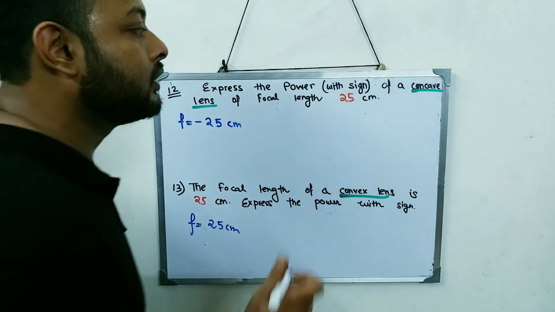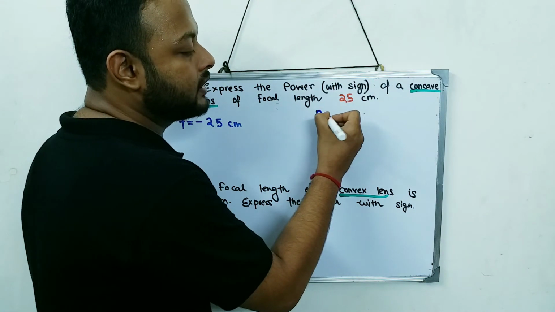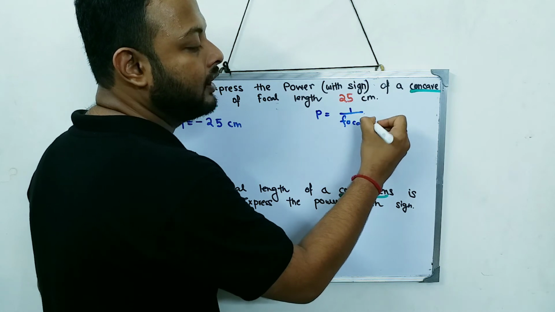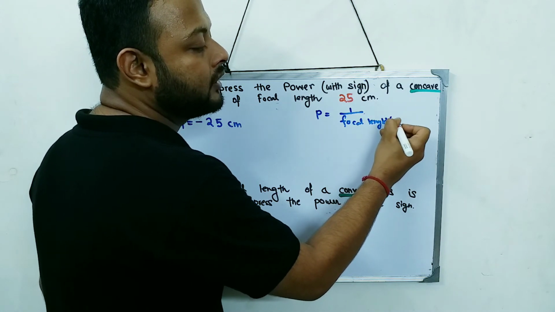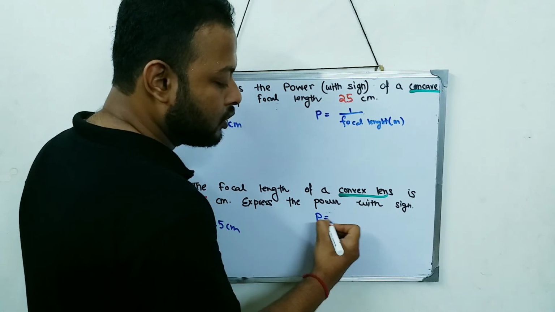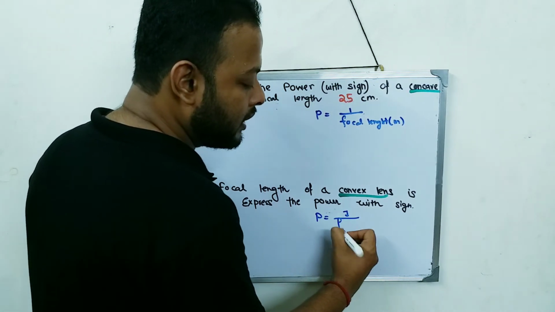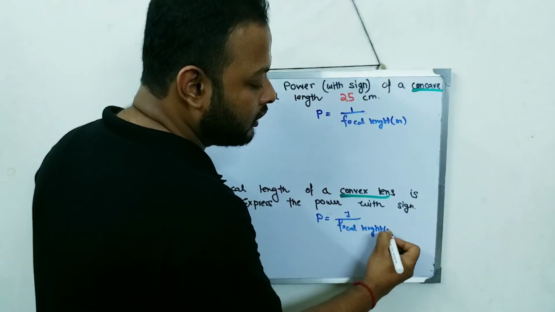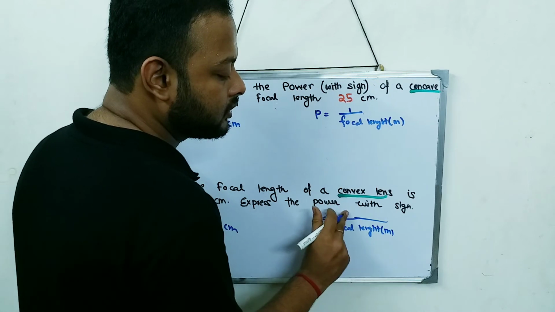Now, if you write the formula, power is equal to what? Power is equal to 1 by focal length, and your focal length should be given in the unit meter. You know these things.